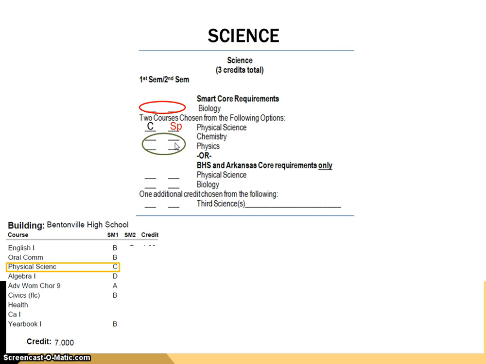And then junior year will select either chemistry or physics if they wish to be SMART core. If not, however, they may choose to be a non-SMART core graduate and take a third science, such as anatomy and physiology, environmental science, zoology, botany, or geology.